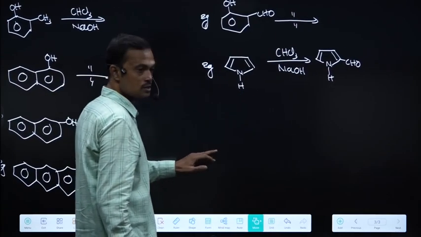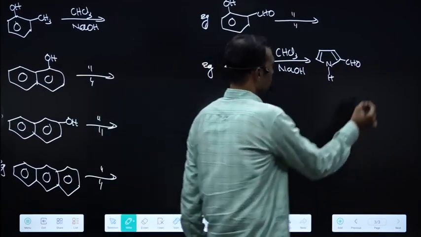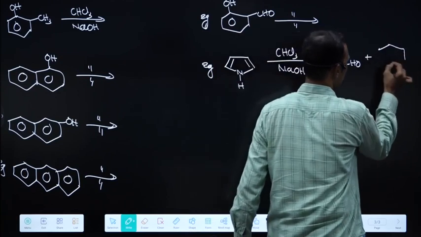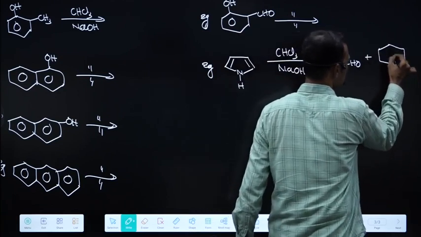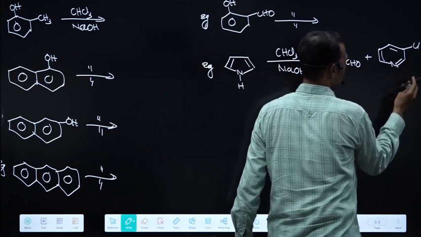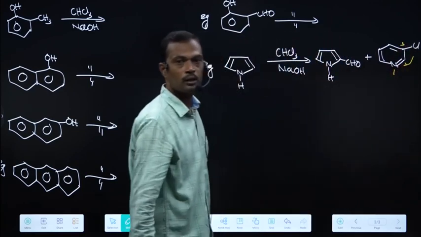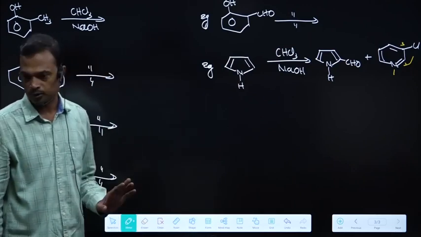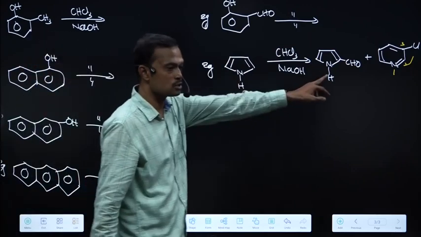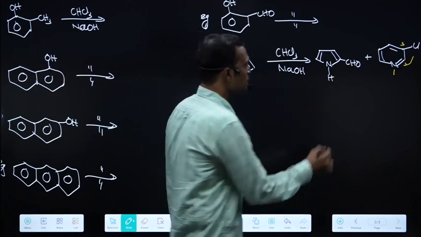Formylation takes place at the 2nd position. And here a miscellaneous product appears as a minor product. You remember this name, they ask it every time: the abnormal Reimer-Tiemann, a ring expansion product. But which is major? This is still the major one.